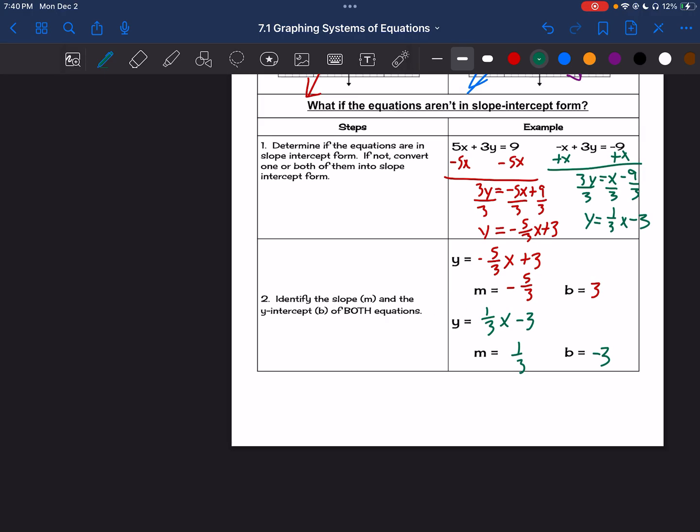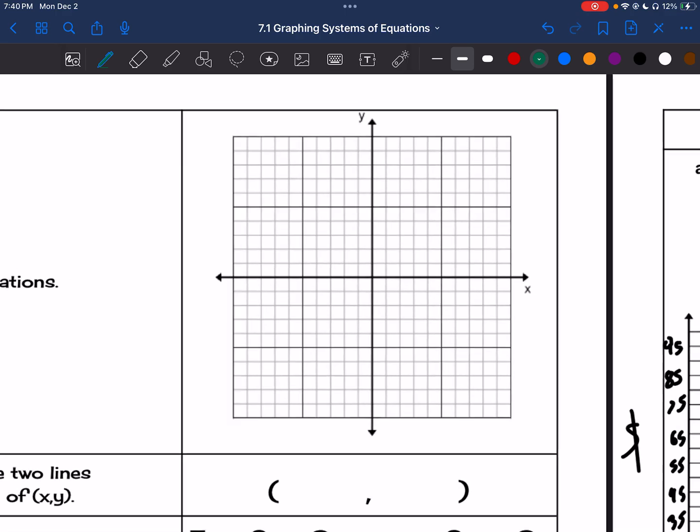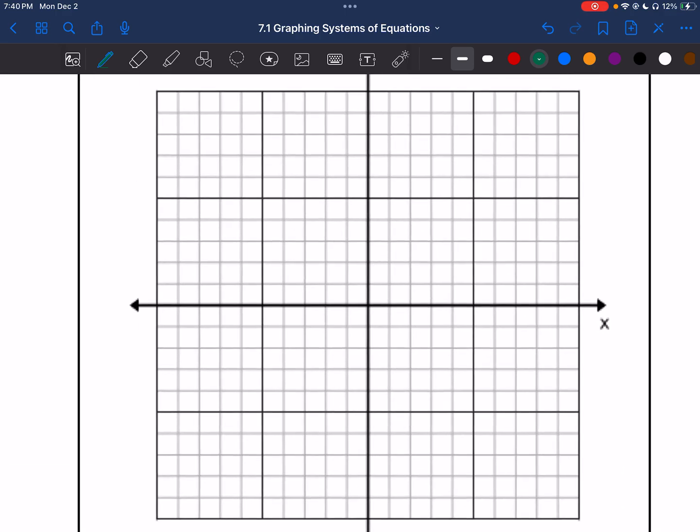All right, so we're going to go to our next page, and we're going to graph them. We're going to start with the red equation. The red equation had a y-intercept at +3, and it had a slope of -5/3. So we're going to go down 5, 1, 2, 3, 4, 5, to the right 3. Down 5, to the right 3. Okay, and we're going to draw our line based on that.